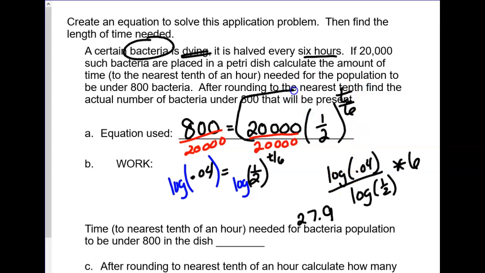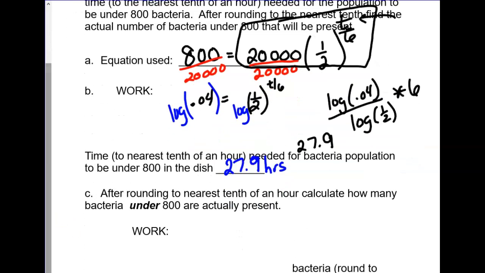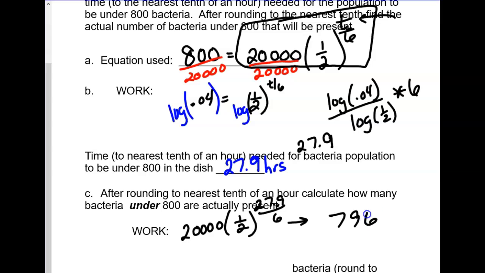So please, go back to your formula, plug in 27.9 exactly, and tell me if we hit the mark of under 800. So we're under? Cool. So I'm going to use the answer of 27.9. What is this, hours? Okay. And then, when you guys did plug in 20,000 times 1/2 to the 27.9 over 6 hours, you guys got what? When you round to the whole cell, 796?